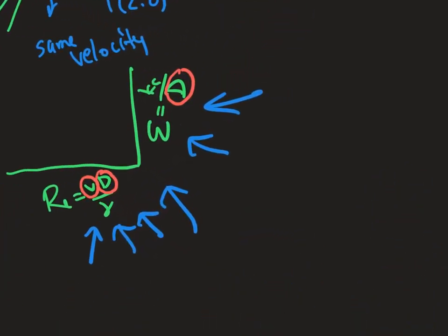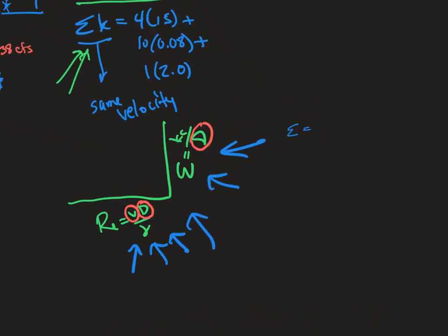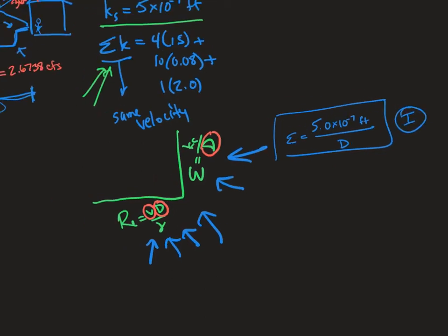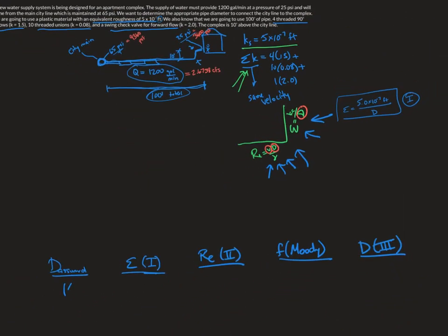So we'll do epsilon, relative roughness, equals Ks. What's the given Ks? 5.0 times 10 to the negative 7 feet, divided by diameter. So we assume a diameter, we get epsilon. Boom. That's not so bad. So that's equation 1. All right, now, Reynolds number. Well, that's equation 1, so we're good here.